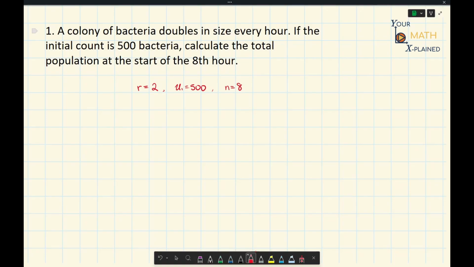And we're looking for u sub 8. So using the formula, we would get u sub 8 is equal to our first term, which is 500, multiplied by the common ratio, which is 2. And the power here is going to be 8 minus 1. So this is equal to 500 times 2 to the power of 7, which is 128, which means we're going to have 64,000 bacteria at the start of the 8th hour.